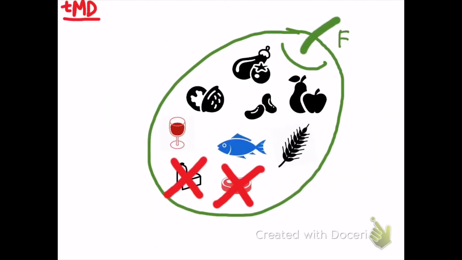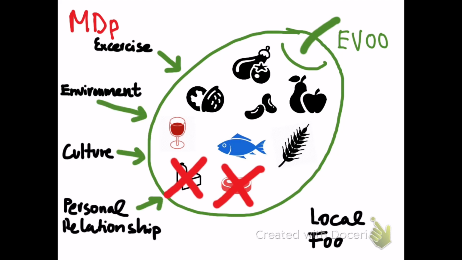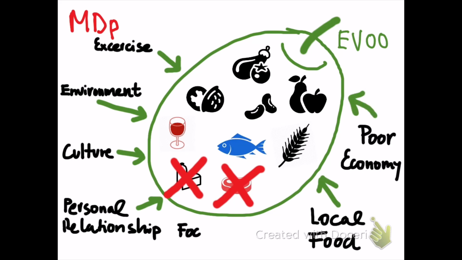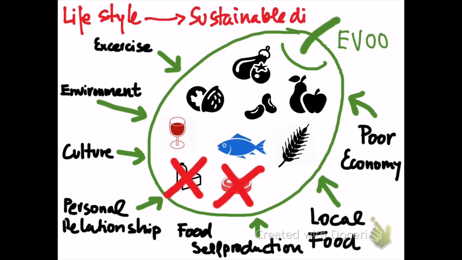The traditional Mediterranean diet includes extra virgin olive oil, fruit, vegetables, cereals, legumes, nuts, fish, red wine, and low consumption of meat and dairy products. The traditional Mediterranean diet joins non-nutritional elements such as exercise, culture, and social relationships to become a lifestyle. And this diet is a sustainable diet when added to features such as local food production or self-production and low environmental impact.